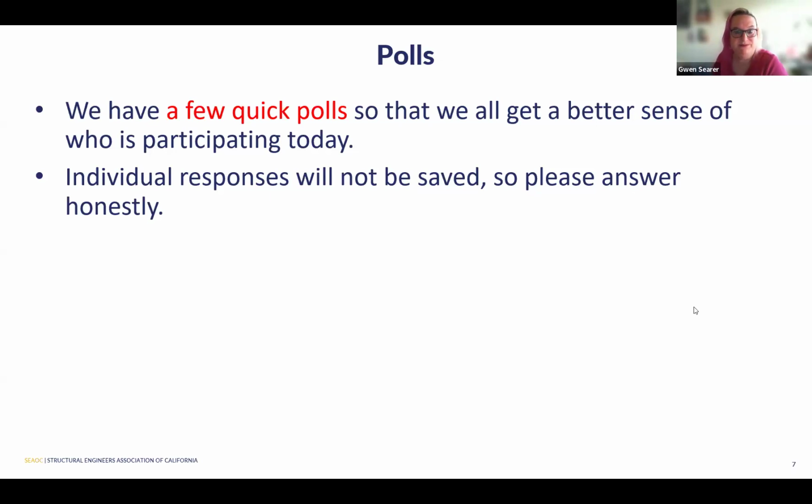Sorry, if I go back, the next one is special wind regions in your jurisdiction or where you practice. And this one's a little wordier. Give it 5 more seconds. All right, show the results.